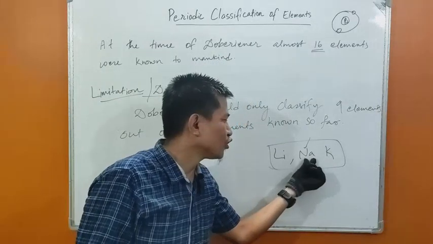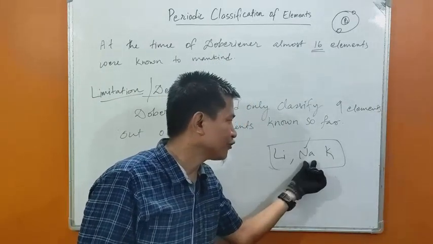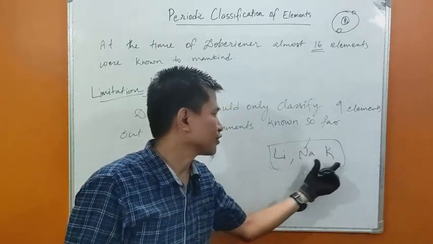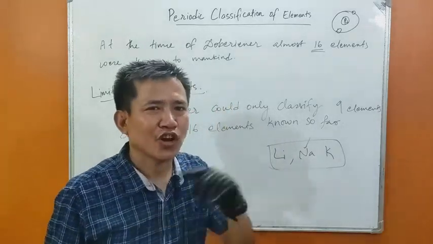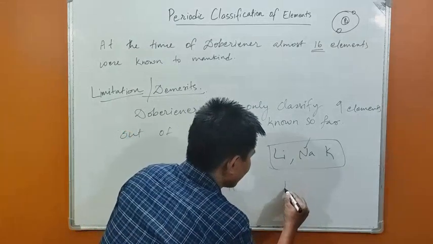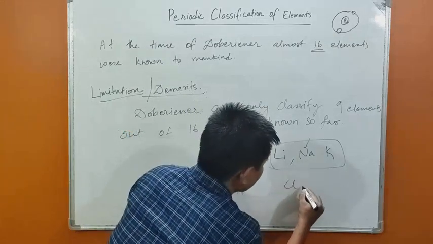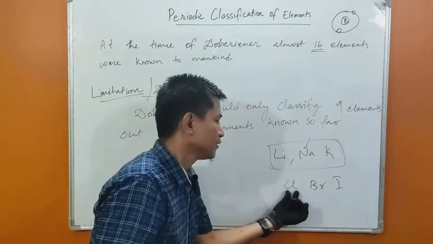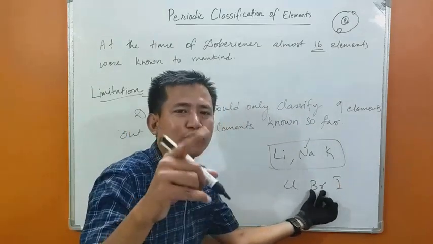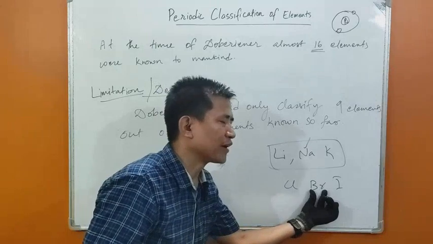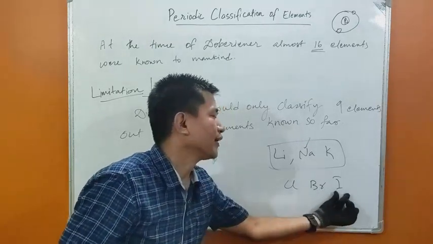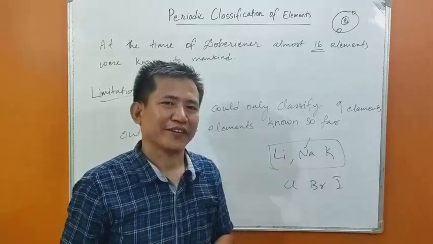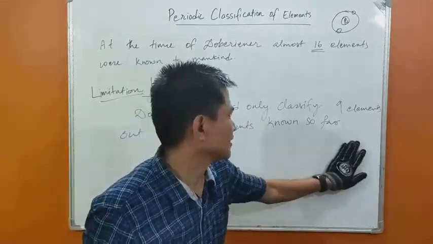Similarly, when you know the property of sodium, you will know the property of lithium and potassium also. These two are also metals, not non-metals. Chlorine, bromine, and iodine: if you know the property of bromine, this bromine is an electronegative element, a non-metal, then chlorine and iodine are also electronegative elements, also non-metals. So classification means this.